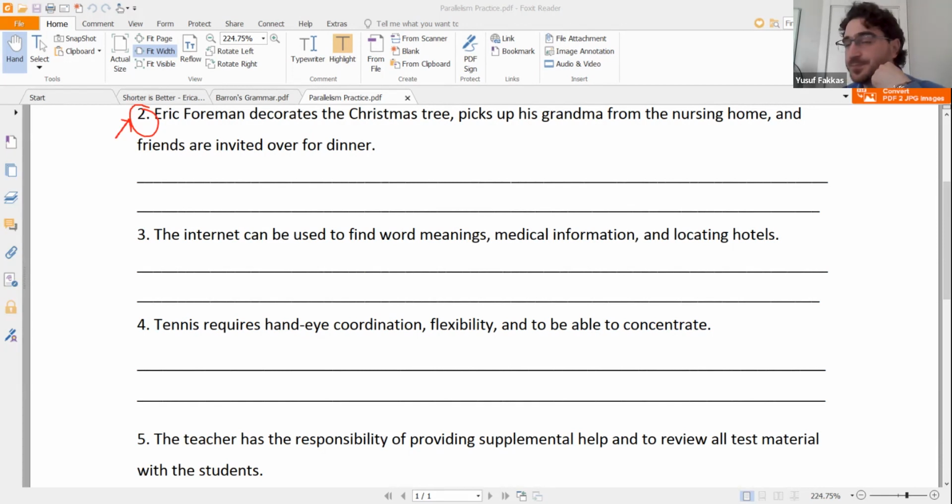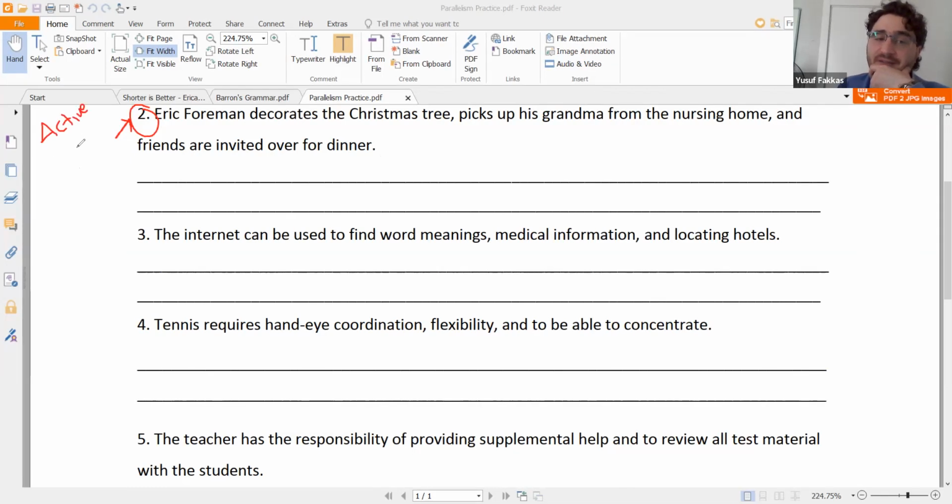So if Adam is going to help us in number 2. Adam, what should we do? Good. So here, what is the problem? The problem is about active and passive. We have a list of verbs. The first one, decorates, that's active. And then we have picks up, that's active. But the last one, the friends are invited, is what? Passive.